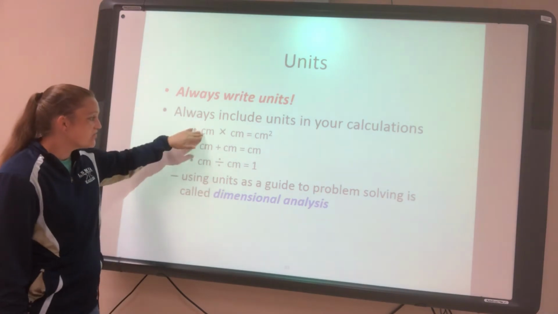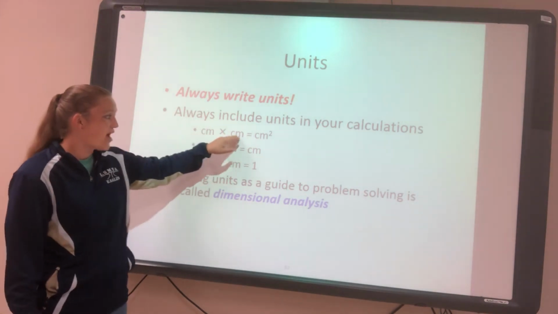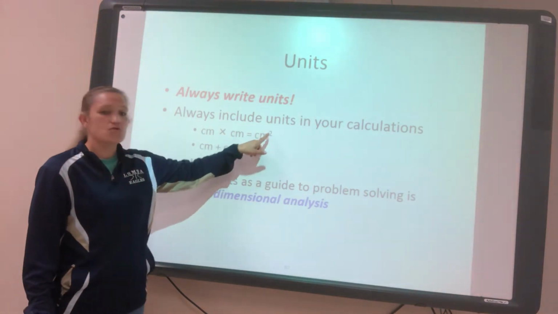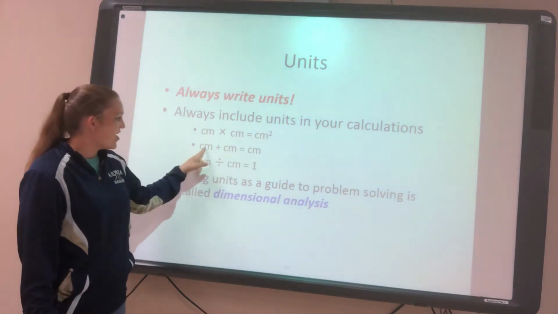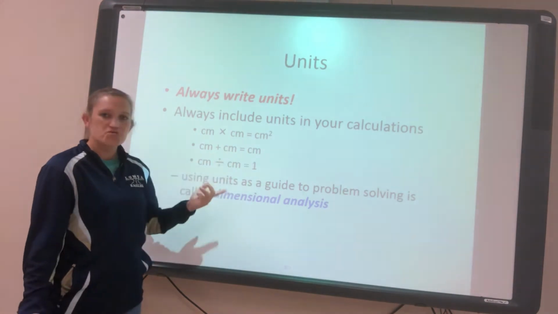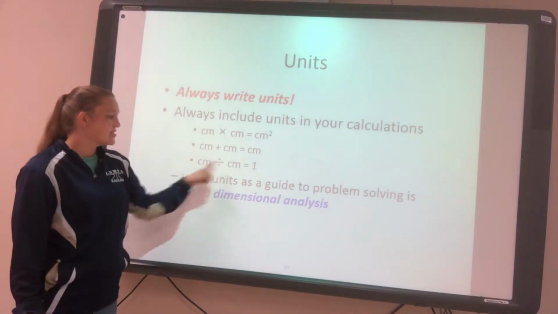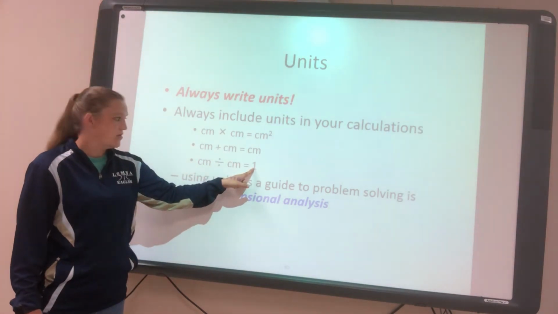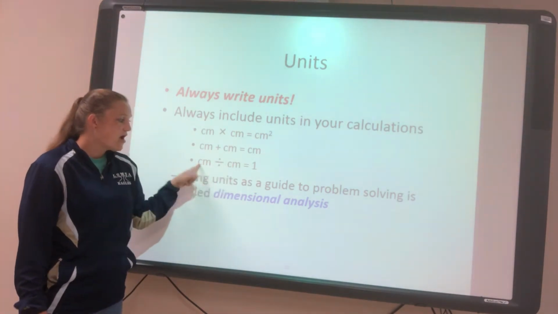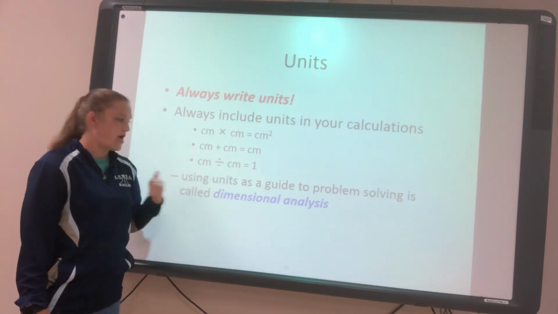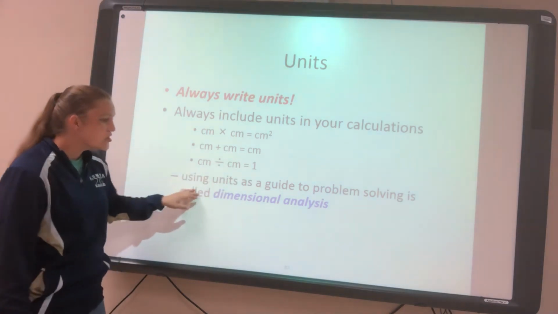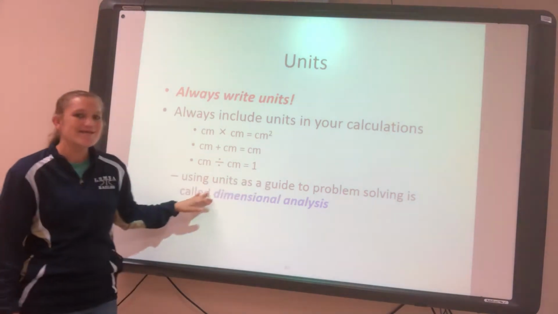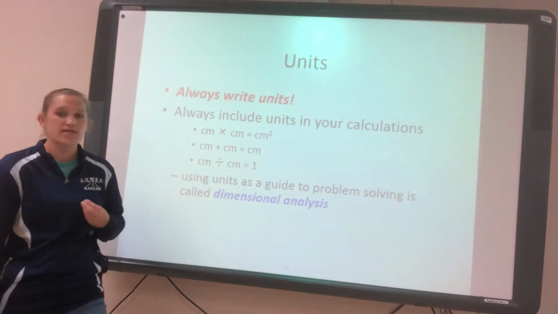Just a refresher: if I multiply a unit by the same unit, that unit is squared. If I add the same units together, then it just remains. And if I divide the same units, they cancel out. So if I'm trying to get rid of a unit, I want to divide by that unit to cancel it out. All right, so we're going to use a technique to solve problems called dimensional analysis.